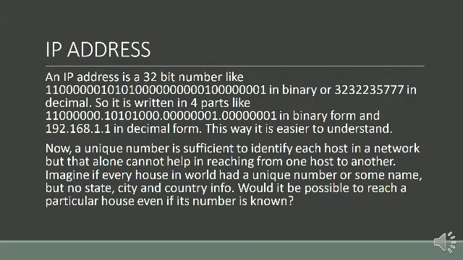IP address. An IP address is a 32-bit number, in binary or in decimal. So it is written in four parts, like 192.168.1.1 in decimal form. This way it is easier to understand. Now, a unique number is sufficient to identify each host in a network, but that alone cannot help in reaching from one host to another. Imagine if every house in the world had a unique number or some name, but no state, city, and country info. Would it be possible to reach a particular house even if its number is known?